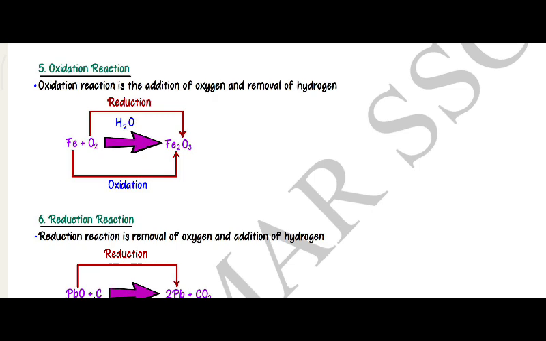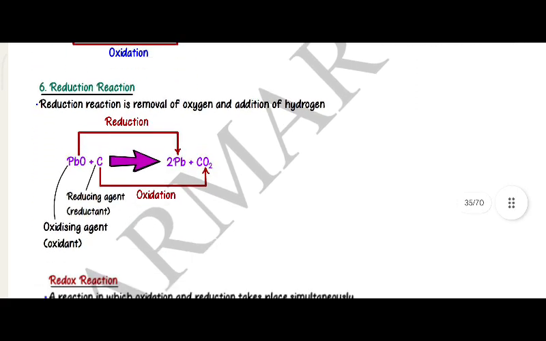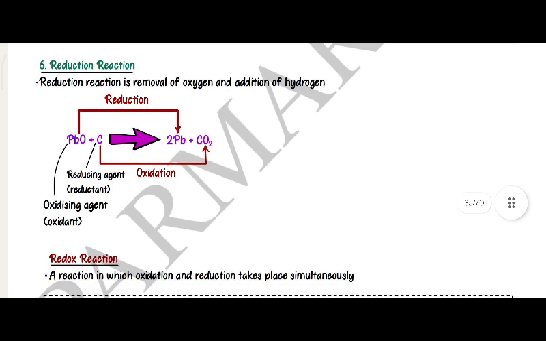Fe plus O2, in the presence of H2O: Fe oxidizes to Fe2O3, and O2 is reduced. Reduction reaction is the removal of oxygen and addition of hydrogen. Lead oxide, the oxidizing agent, plus carbon, the reducing agent. PbO on reduction gives Pb, and carbon on oxidation gives carbon dioxide.